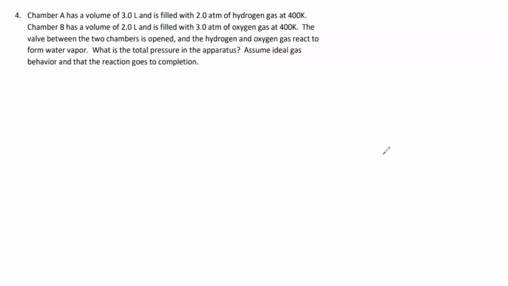Hey guys, welcome back. So we have a question, a gas law question. You can tell because there's liters, pressure, temperature in there, where we have one chamber that has hydrogen gas, and we have a second chamber that has oxygen gas. They're separated from each other, but then you open the chambers and a reaction happens, and they form water. We're going to figure out the total pressure in the apparatus.